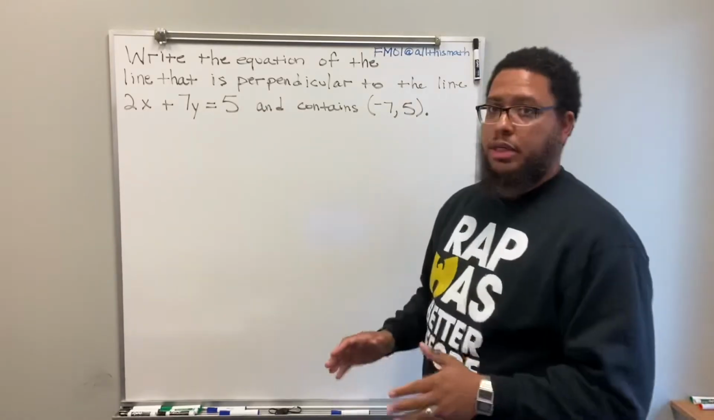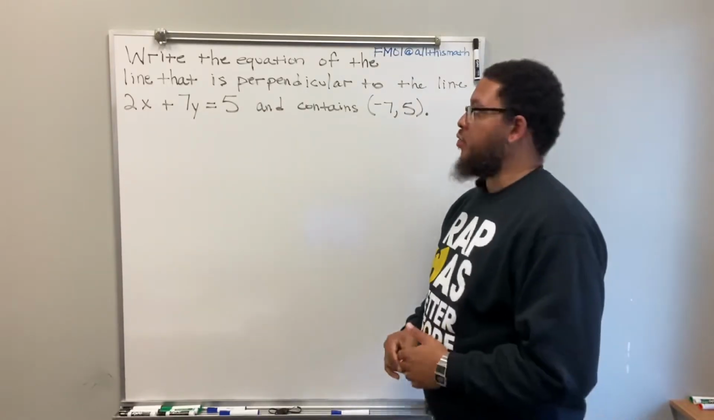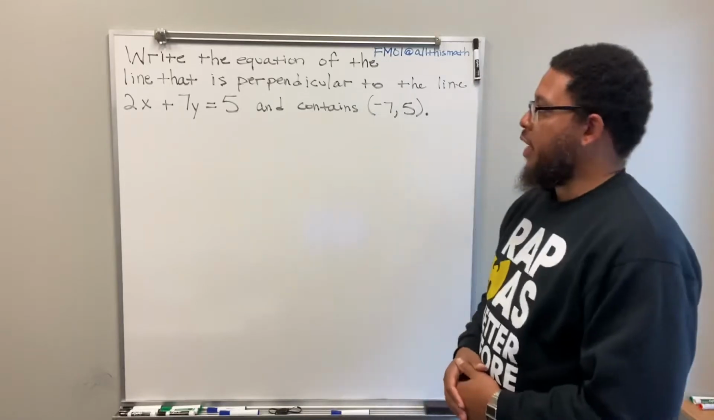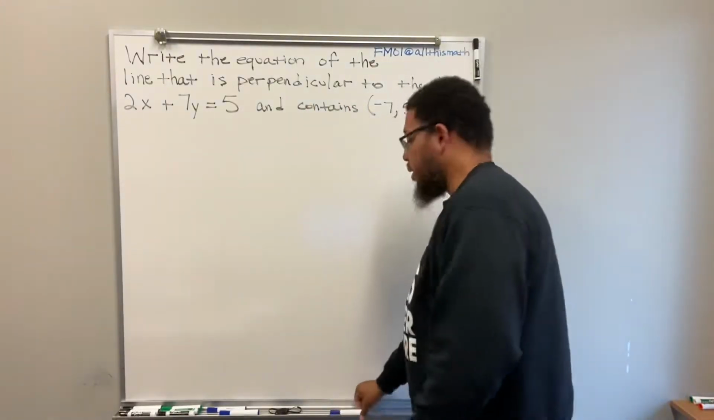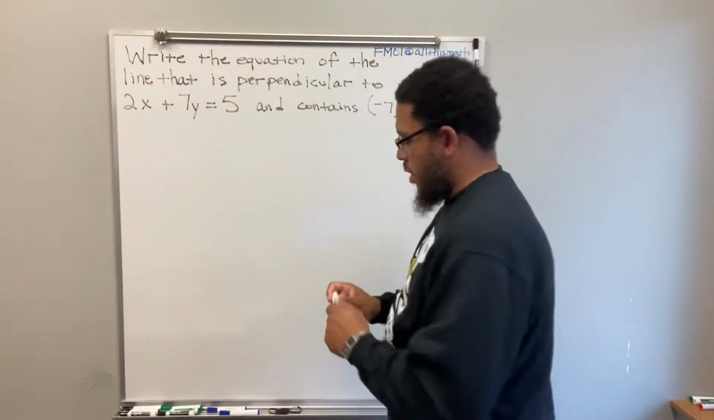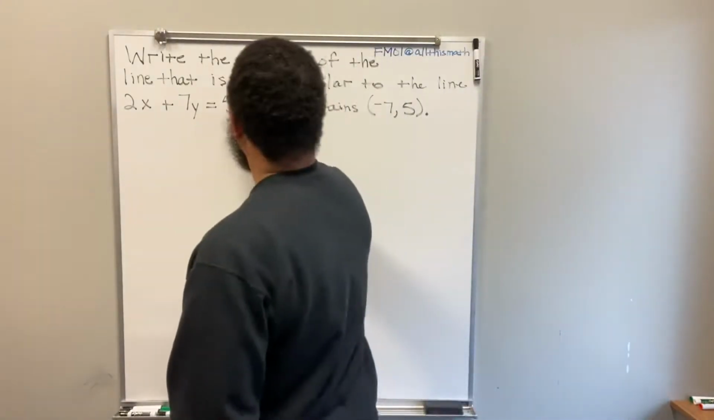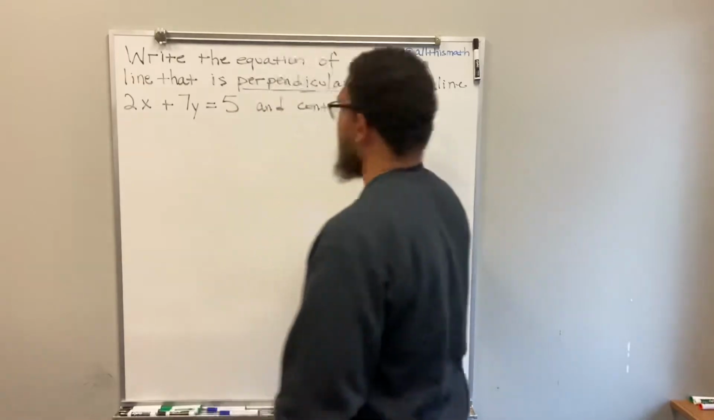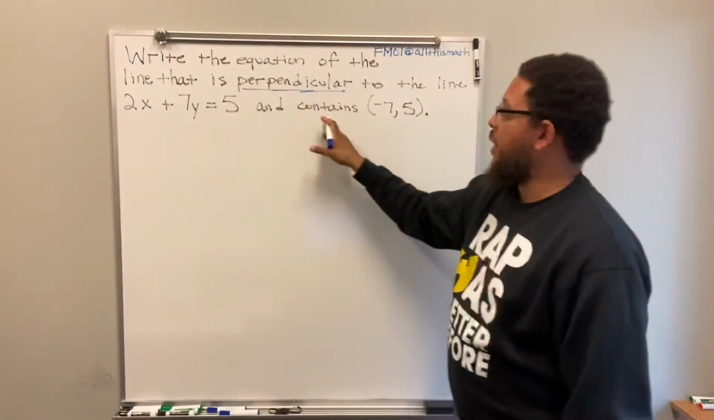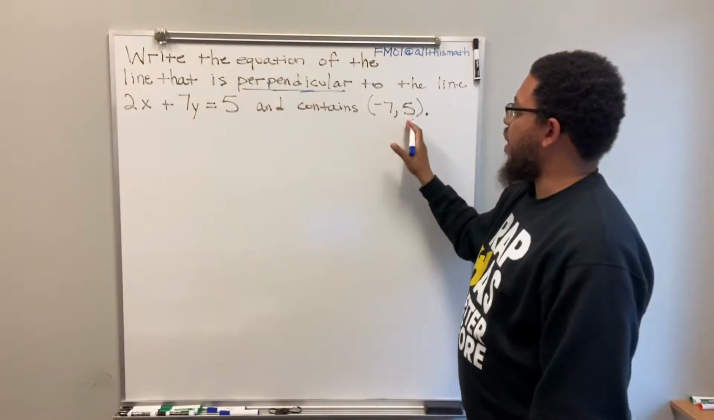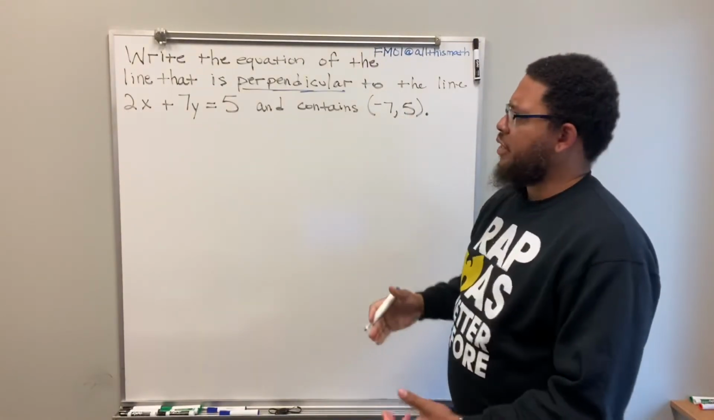So let's first read it and gain understanding of what we're being asked to do. So we have to write the equation of the line that is perpendicular. That's an important term. Let me underline that. Perpendicular to the line 2x plus 7y equals 5. And it contains negative 7 and 5 as one of its points. So what does this mean?